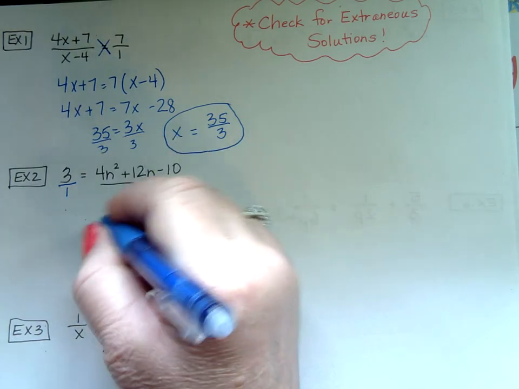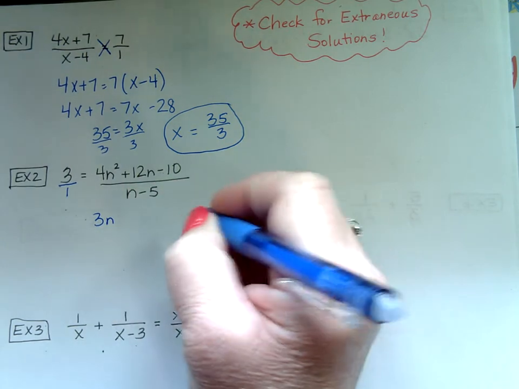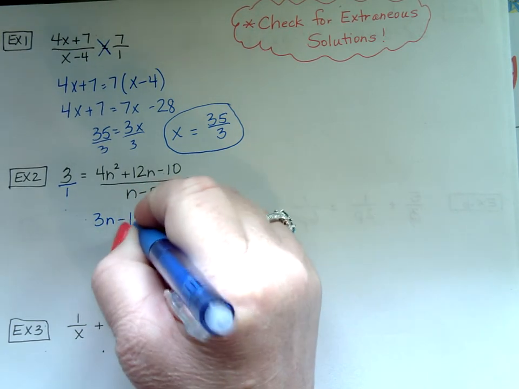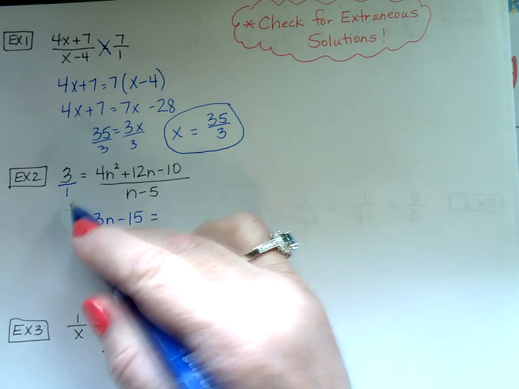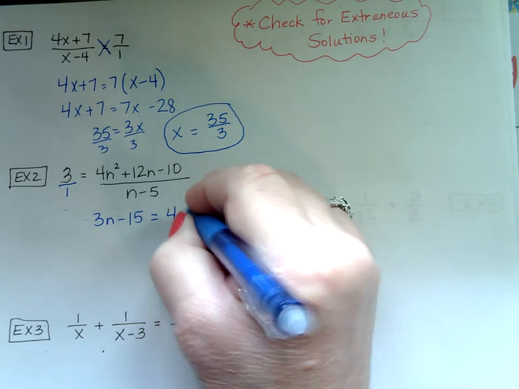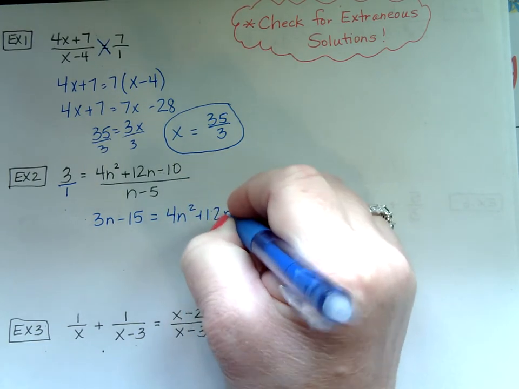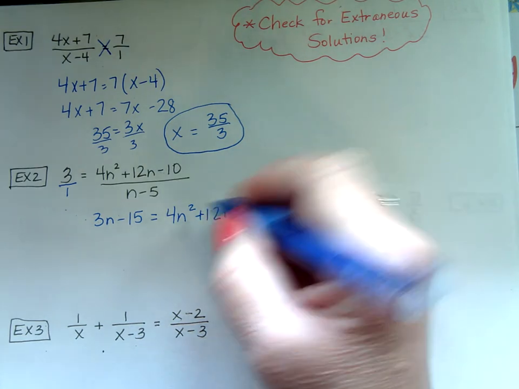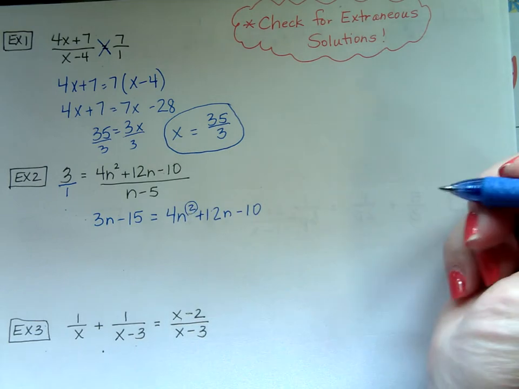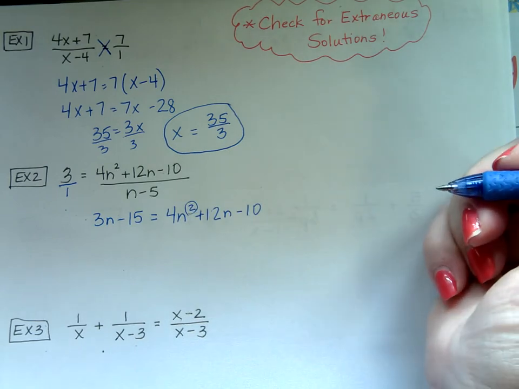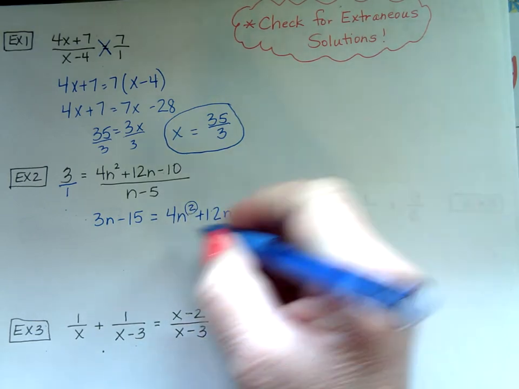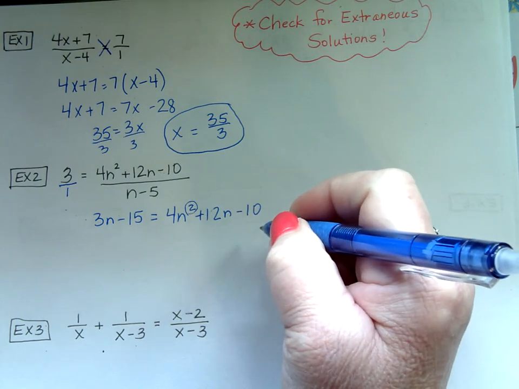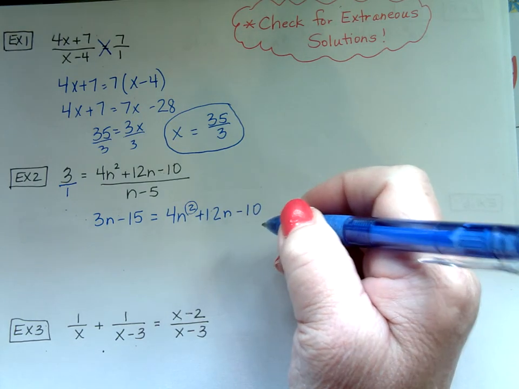3 times n minus 5. 3 times n is 3n. 3 times negative 5 is negative 15. 1 times this craziness is that craziness. And so looking at this one, I need to solve for, in this case it's n. And I'm going to have 2 answers for n because I've got a square. This one's a quadratic, which means that everything's going to have to be on the same side of the equal sign, and I'm going to hope and pray that it factors at that point. So let's check it out.